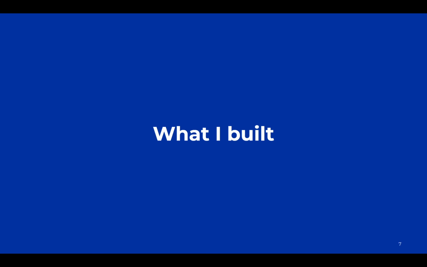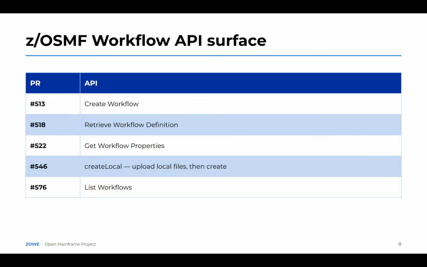So, the actual work. Five APIs make up the core of it. Create workflow was first, the full request and response model plus the method. Frank merged it earlier than he had planned, specifically so the rest of the cohort could use it to set up the test data on a live system for their APIs. Retrieve workflow definition reads a workflow definition file on z/OS and returns the steps and variables as typed objects. Get workflow properties returns the live state of a running workflow instance. List workflows added six optional query filters with enums for the fixed value parameters.